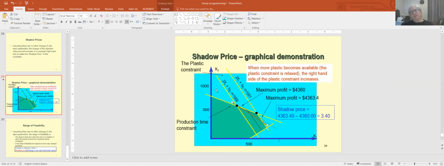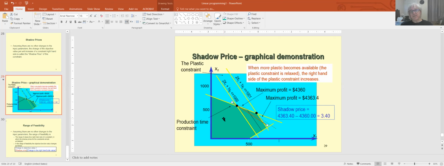So the line here will be now lower and the profit will be lower because the extreme point will keep moving along this line. And that's the key. It is moving along this line all the time. So the rate at which the profit drops is 340 all the time, which means the shadow price remains 340. But if I drop it all the way down, the plastic goes so much low that I stop here just for us to discuss it.